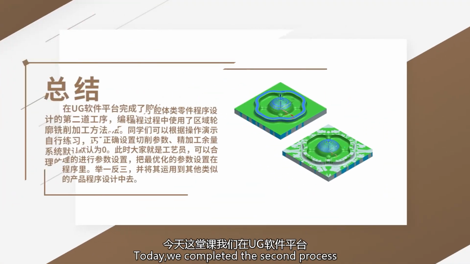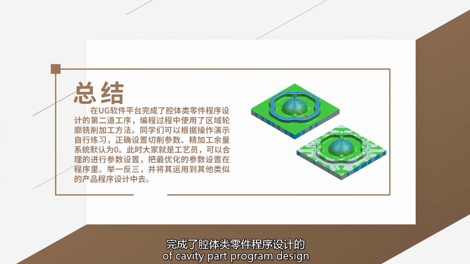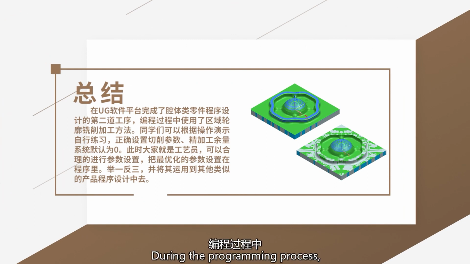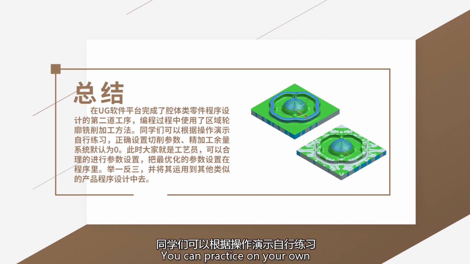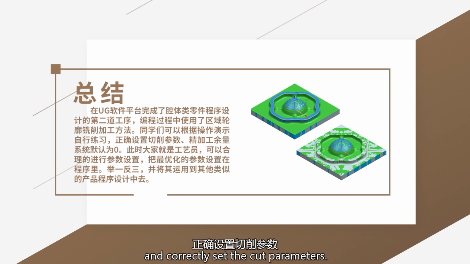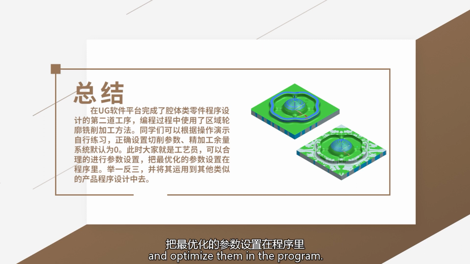Today we completed the second process of cavity part program design on the UG software platform. During the programming process, we used the area contour milling method. You can practice on your own following the operation demonstration and correctly set the cut parameters. The finishing machining allowance is set to 0 by default. Now, if you are technicians, please set parameters reasonably and optimize them in the program.